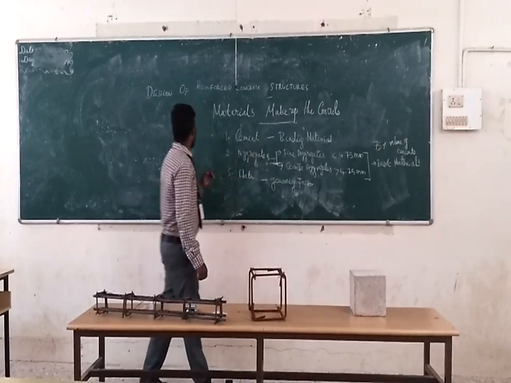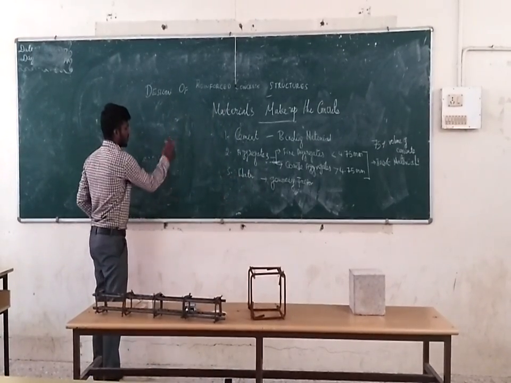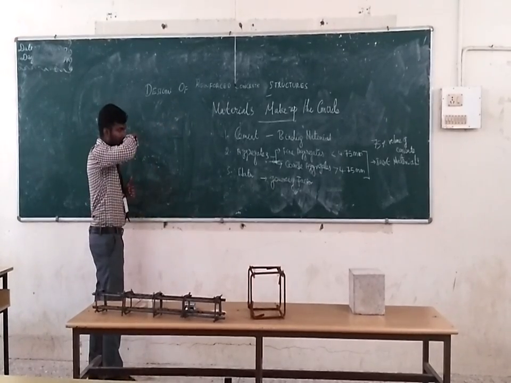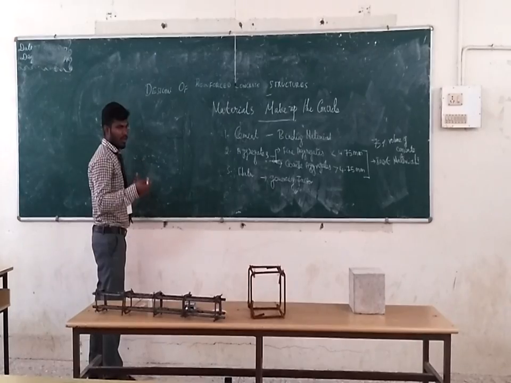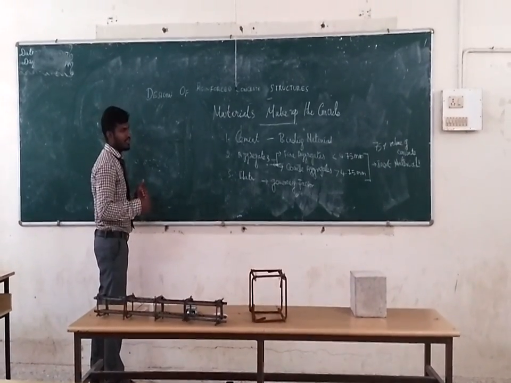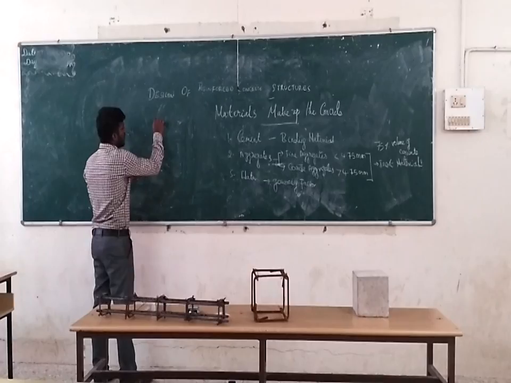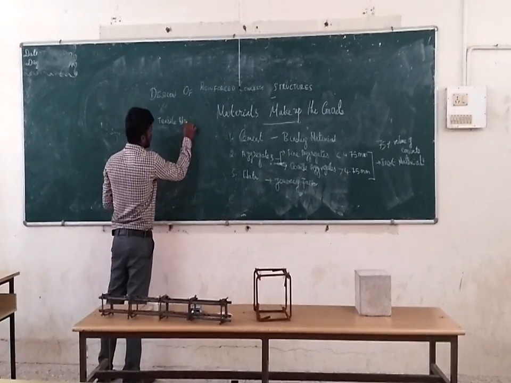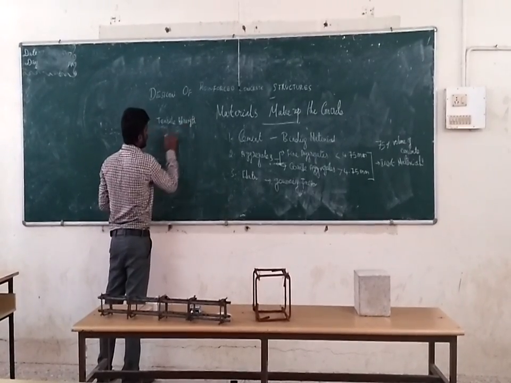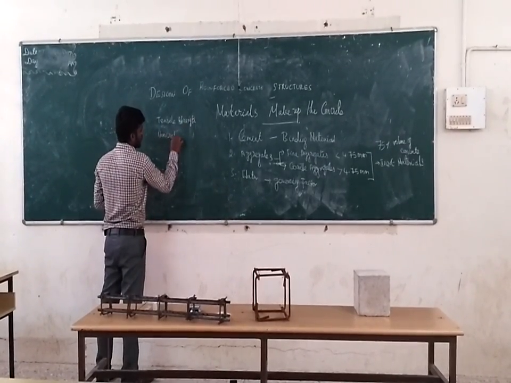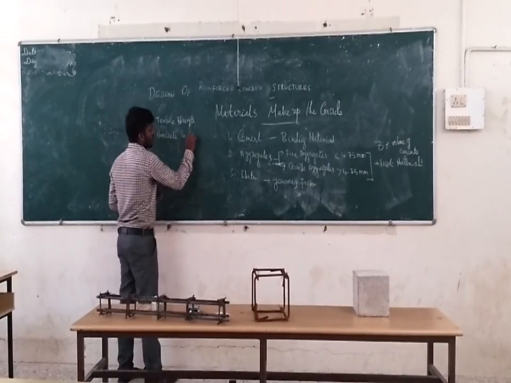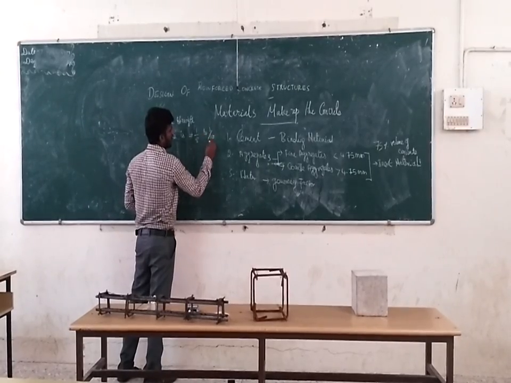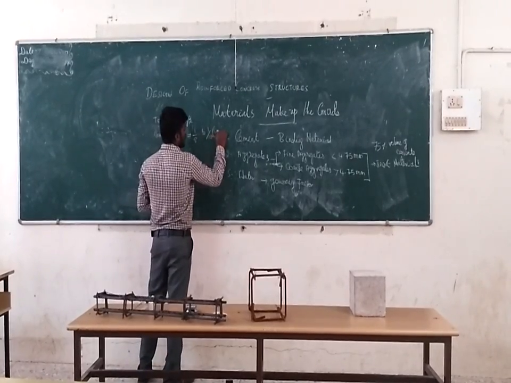Okay, next. As I said earlier, concrete is strong in compression and weak in tension. The tensile strength of concrete is equal to 1/8 to 1/10 of the compressive strength of concrete.